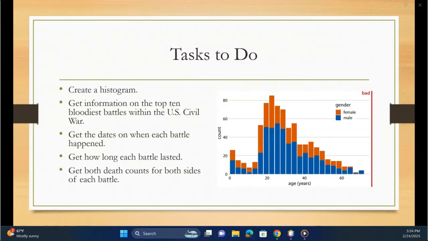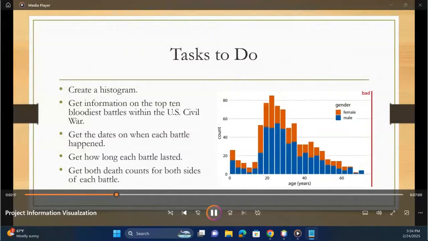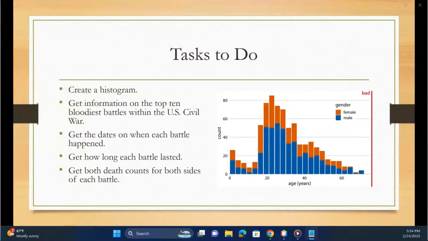And when it comes to the battles, the most important thing we're trying to get is the death counts for both sides of each battle. So for the North and the South, we're trying to get the deaths from both sides and also civilian life if that occurred.